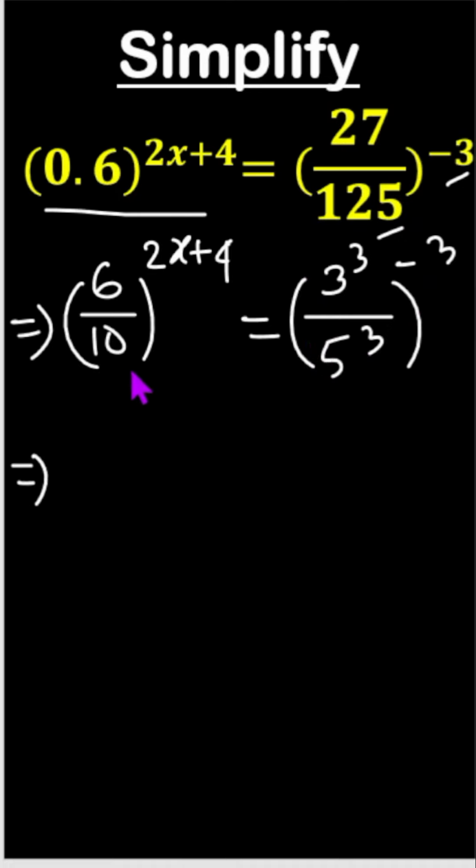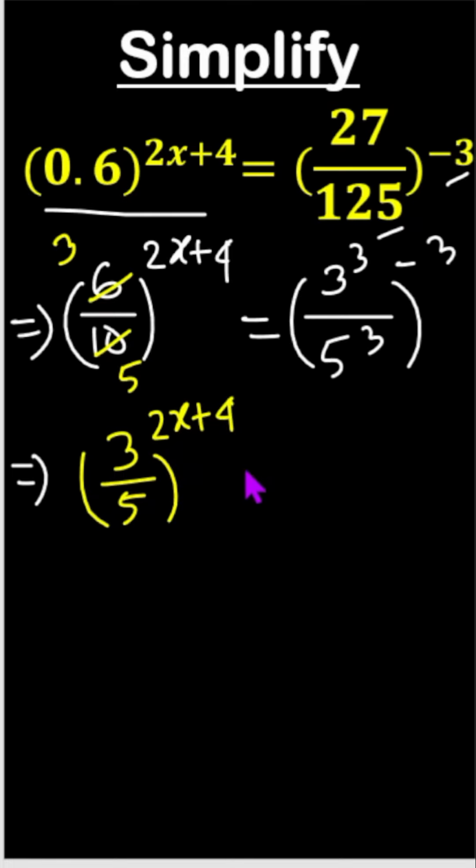So 6 by 10, once we divide both parts by 2, here is 3 and here is 5. It means 3 by 5 whole to the power 2x plus 4 equals 3 to the power 3 divided by 5 to the power 3, and whole to the power minus 3. Again, this one we can write as 3 by 5 whole to the power minus 9. Okay, this is a simple thing.